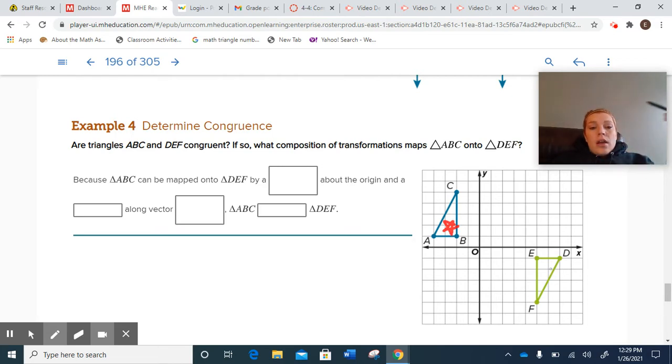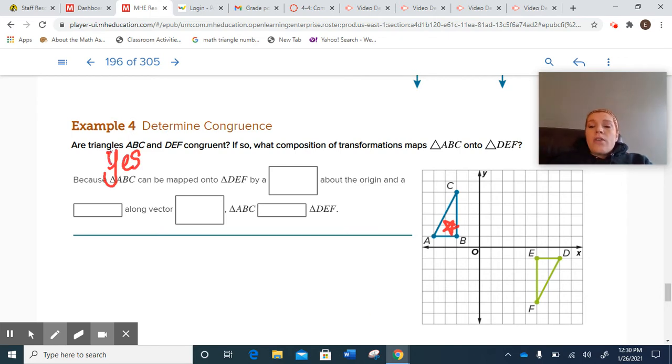The first question that it asks, are they congruent? Yes, they're congruent. Like when you look at them, it looks like these triangles have a base of 2, a height of 4. They look congruent, which means that it did have some sort of transformation happen to it. So yes, they are congruent. Now let's figure out how did they get here.